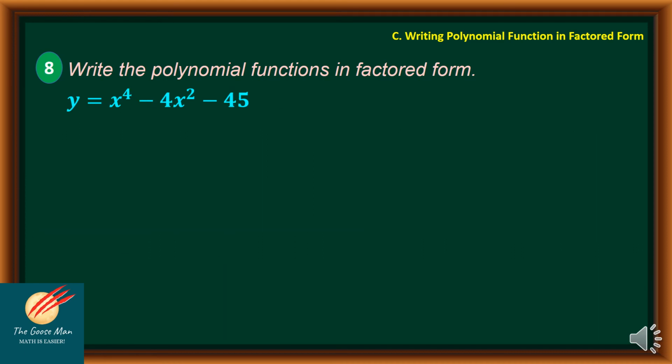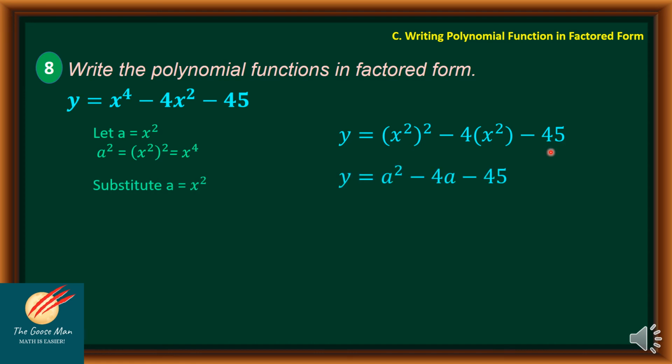Let us consider another example. Write the polynomial y is equal to x to the fourth power minus 4x squared minus 45. What we're going to utilize here by inspection is we can let a is equal to x squared. So we will use substitution. If I have a squared, meaning x squared is squared, using the law of exponents, this is equal to x to the fourth power. With that, I can have here x squared squared minus 4 times x squared minus 45. Then substitute a. So I have now a squared minus 4a minus 45.